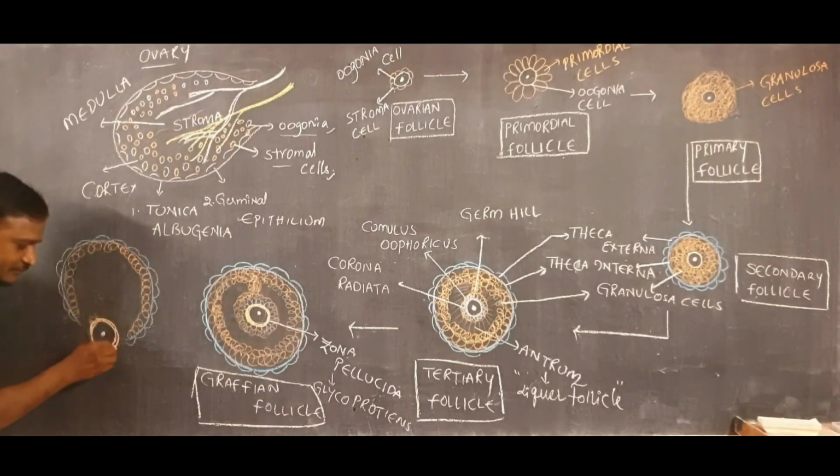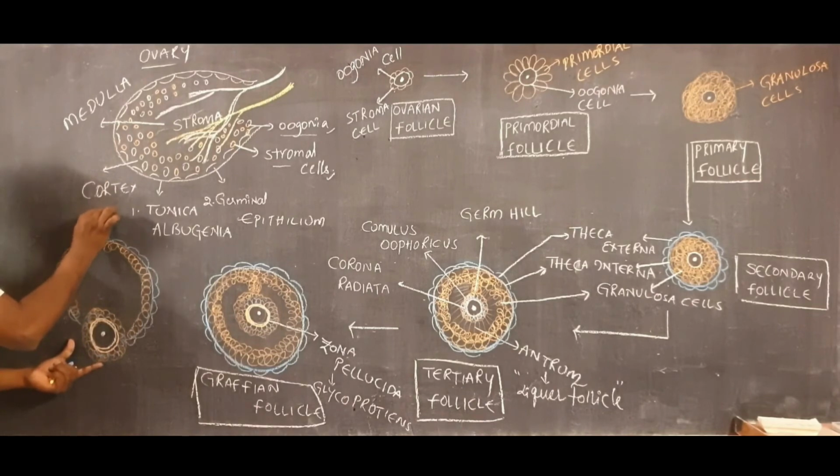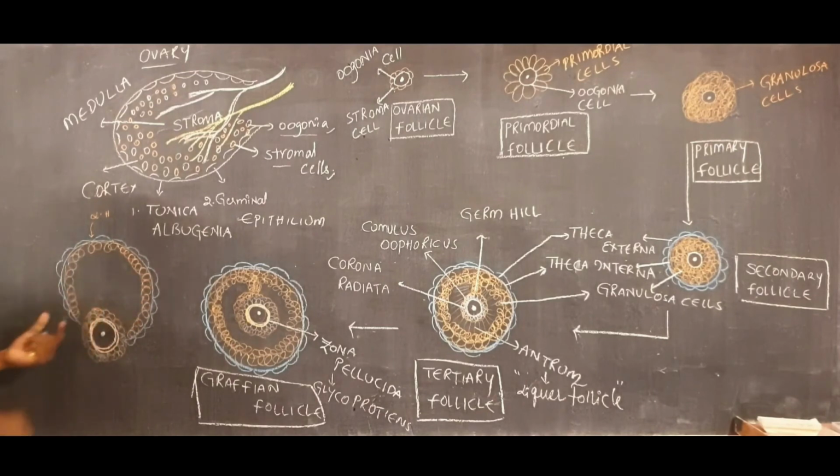Zona pellucida layer surrounded by corona radiata, surrounded by cumulus oophorus. This ova will be released outside on the 14th day because of the LH surge. LH will act on these theca cells. As a result, it ruptures. So what will happen? Ova will be released outside.